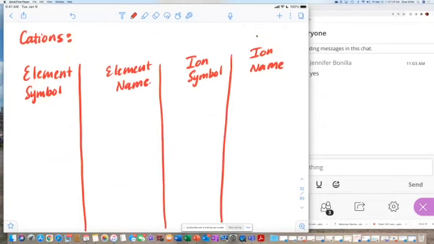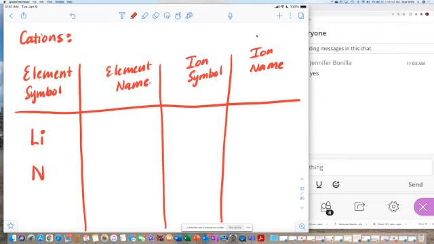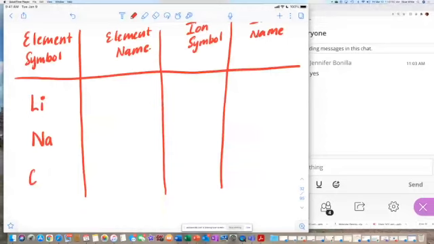Once again, I will not go over every cation possible. I'll just go over the more common ones. So I'm going to pick the ions based on what we have in the periodic table. Let's see. I'll pick the group 1 element, lithium. I'm just going to pick 5 of each. So lithium, we got sodium. Okay, let me go to group 2, calcium.